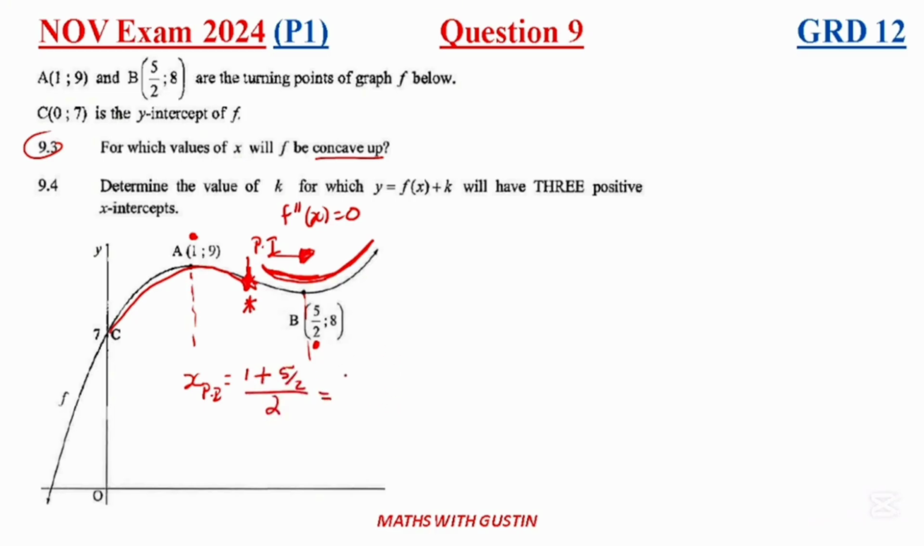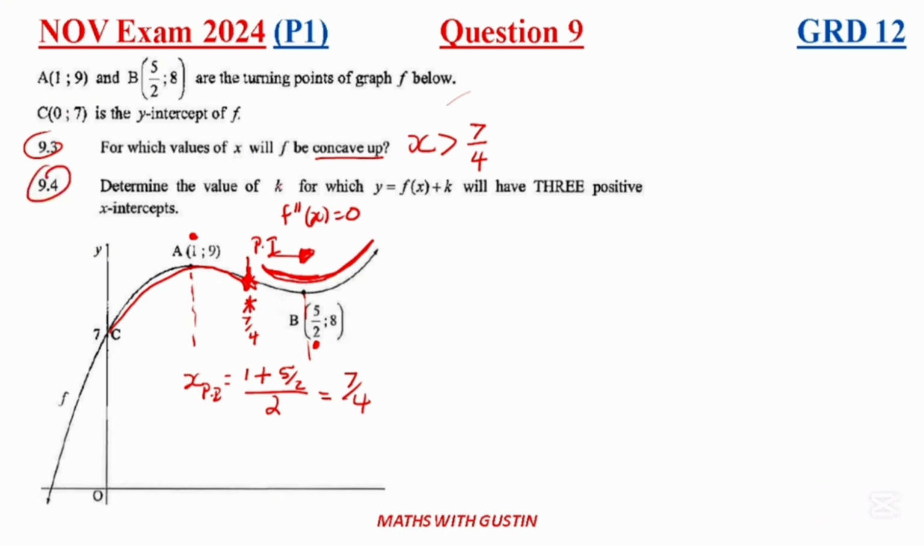Okay, so if we add this together, we're gonna have 7 over 4. So now our answer will therefore be anything that is above this point. This is 7 over 4. So anything above that is concave up. Okay, so anything above 7 over 4 is concave up.